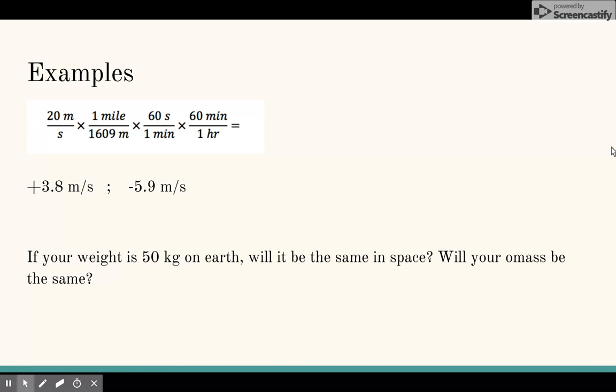So I want you to take some time to look at these examples and answer what I'm looking for. So the first one is converting speed in meters per second to miles per hour. Again, we need the correct units. The second example is for you to decide what these velocity numbers mean. Again, remember there's magnitude and direction. So what does the positive and negative numbers mean? Then lastly is to test your knowledge of the vocabulary. Are weight and mass the same thing? Why or why not?